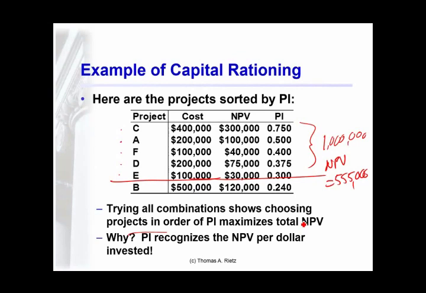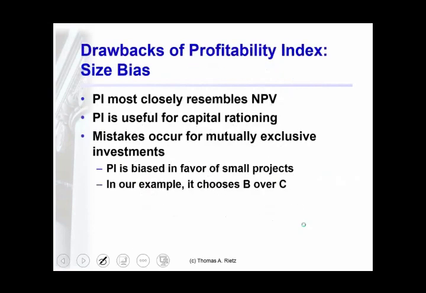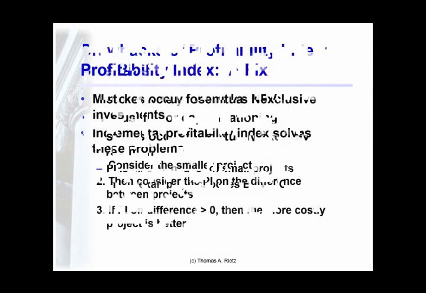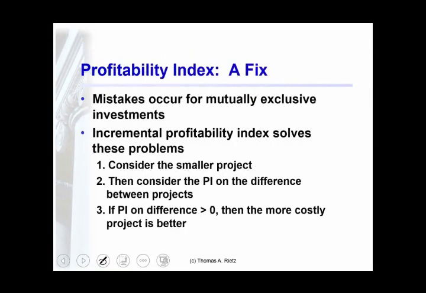However, if you're only buying one project because of some other restriction, for example, they only let you undertake one project for regulatory reasons, or because you're doing it in a single space, then the Profitability Index is biased towards small projects. In our case, it chooses B over C. One of the things you can do is fix that with something called the Incremental Profitability Index.